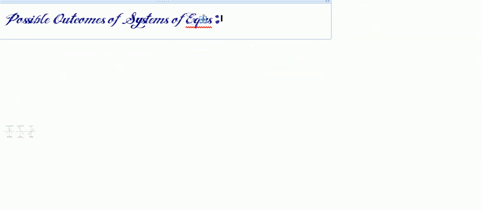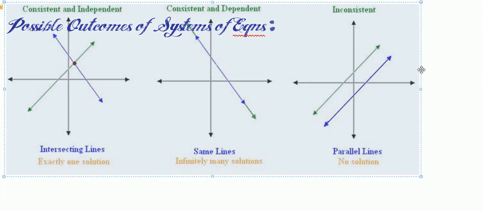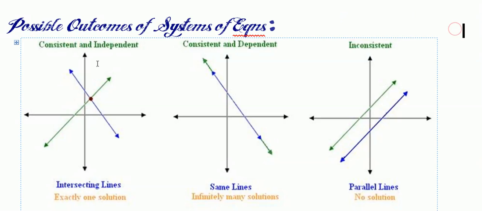Okay, so here are some possible outcomes when we're solving our systems of linear equations. So here's what could possibly happen. Let's zoom in a little bit on this. First off, we can have your typical solution. The typical solution is when we have two lines that actually intersect at one point.